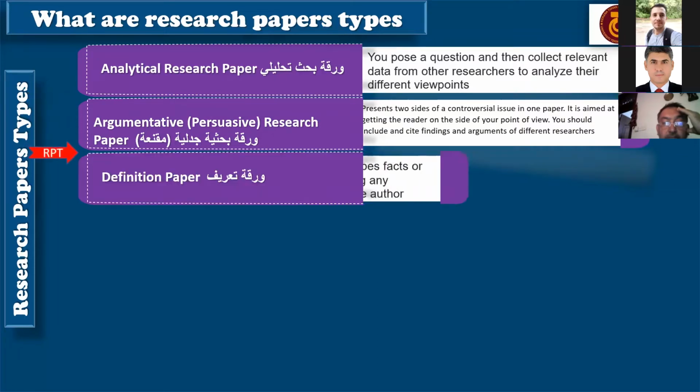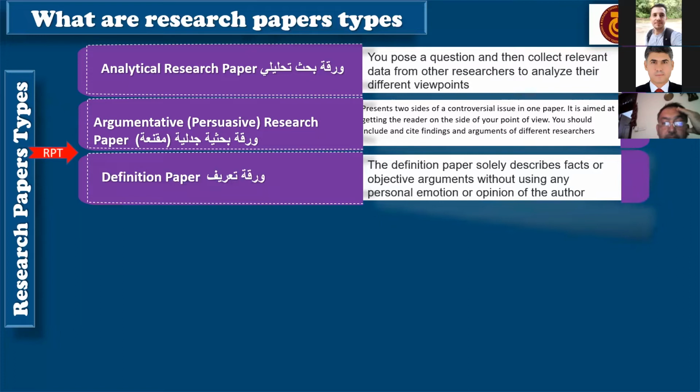And there is the other type, we say definition paper. These are generally types of academic articles, academic research papers. The third type is the definition paper. The definition paper solely describes facts or objective arguments without using any personal emotion or opinion. It means that in a definition paper you cannot write your opinion.